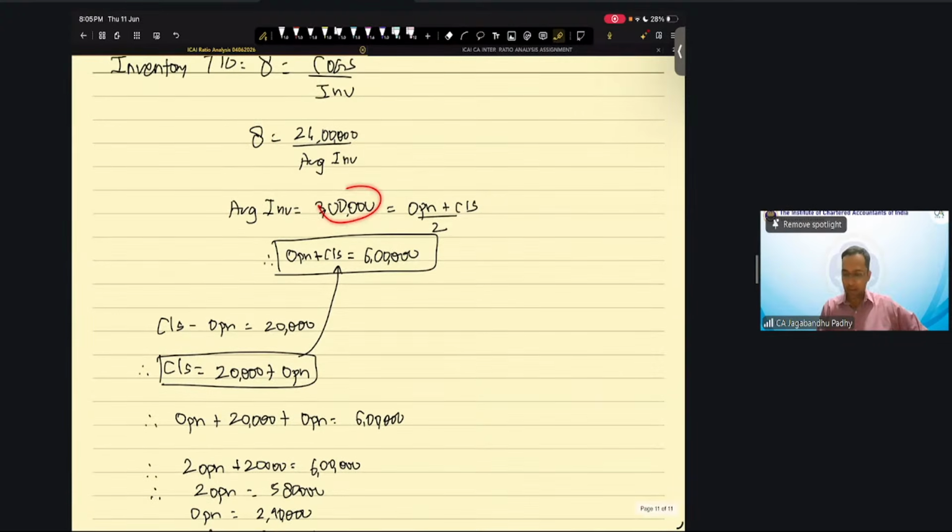Okay, so we get 3 lakh as the average inventory. That average inventory is going to be the average of opening and closing. And the question says that your closing inventory is 20,000 more than the opening inventory.